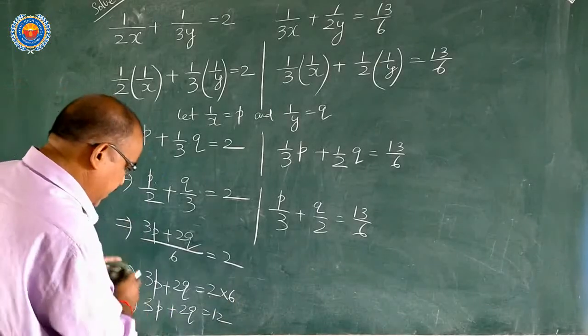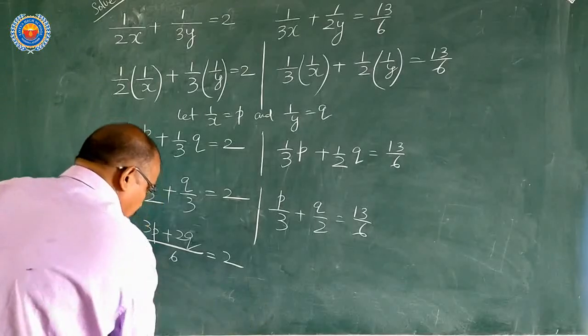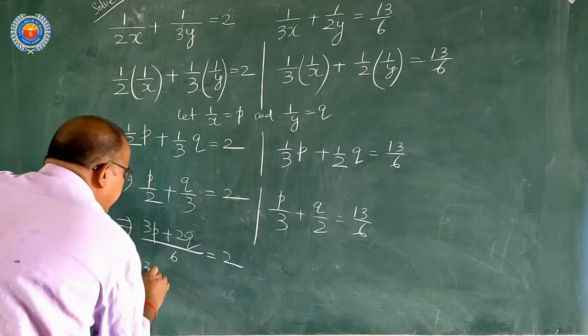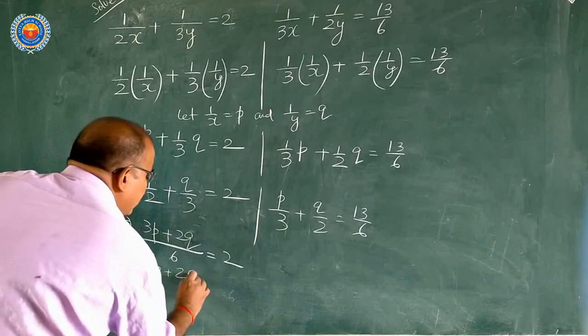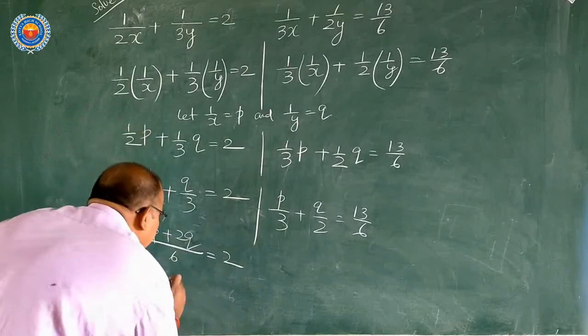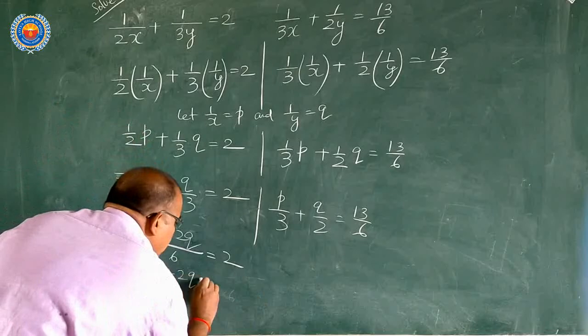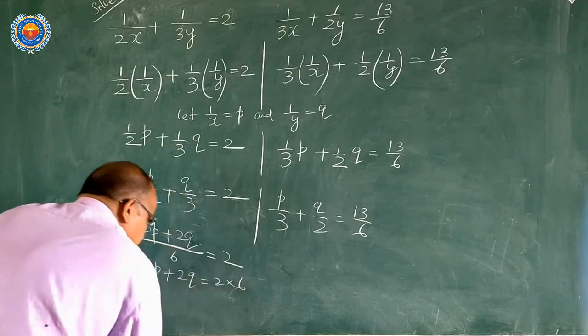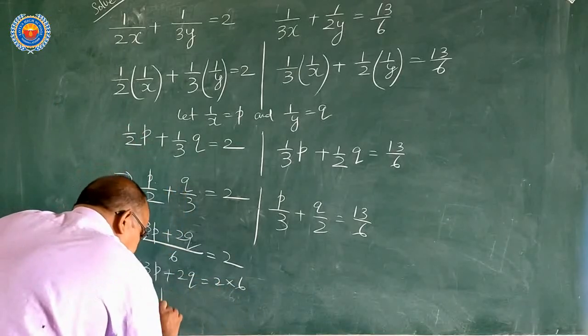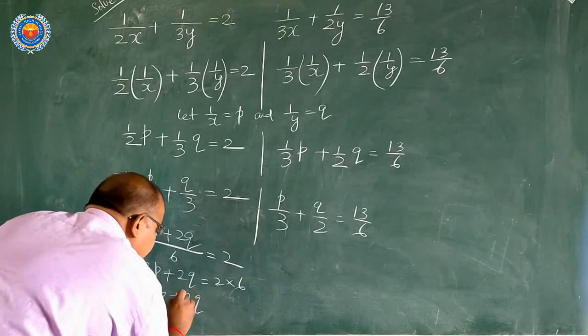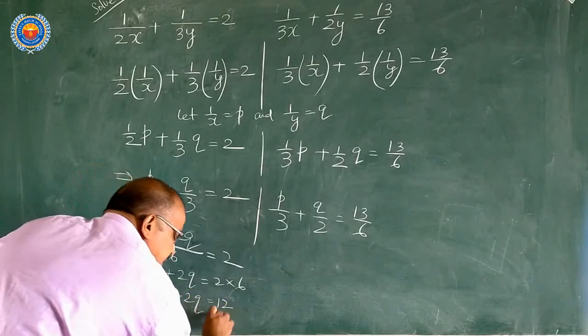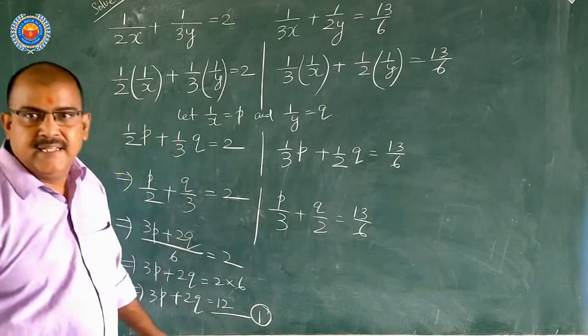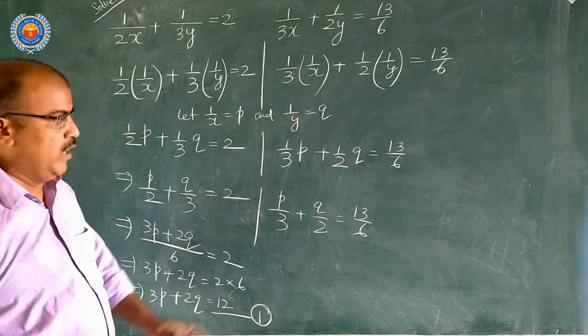Here I write, maybe not visible, I write up. What is that? 3p plus 2q is equal to 2 into 6. 3p plus 2q is equal to 12. This is equation 1.